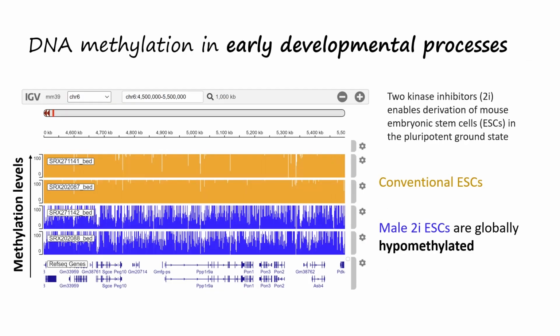Here is an example of a WGBS study. The use of 2 kinase inhibitors enables derivation of mouse embryonic stem cells in the pluripotent ground state. Using whole genome bisulfite sequencing, as in our tutorial 1, we can show that the male embryonic stem cells treated with 2 kinase inhibitors are globally hypomethylated compared to the conventional embryonic stem cells maintained in serum. This data can provide genome-wide analysis of the dynamics of the deposition and removal of DNA methylation during the mouse early developmental processes.